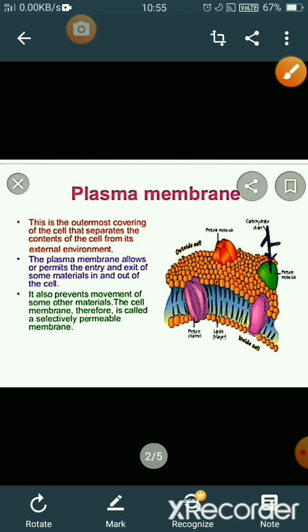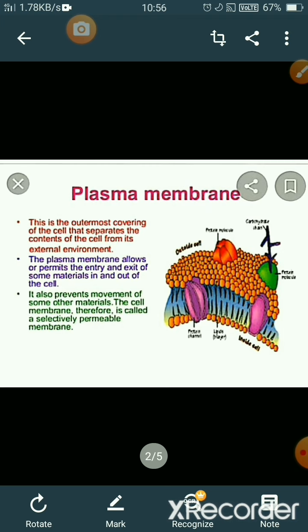So now we discuss them in detail. So this is the picture of the plasma membrane. The plasma membrane, as we know very well, is the outer covering of a cell that separates the content of the cell from its external environment, and it provides shape to the cell. The plasma membrane permits the entry and exit of some material in and out of the cell. So this membrane allows certain material to enter inside or go outside the cell.